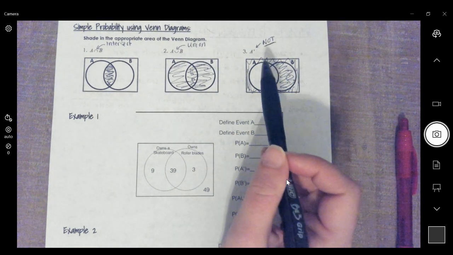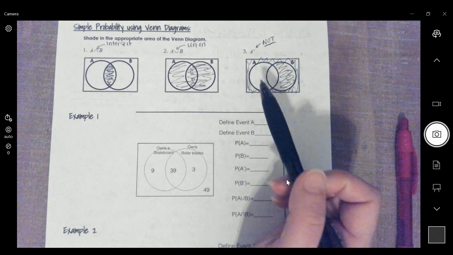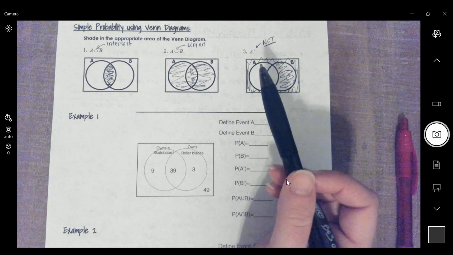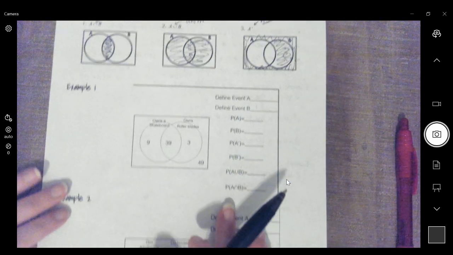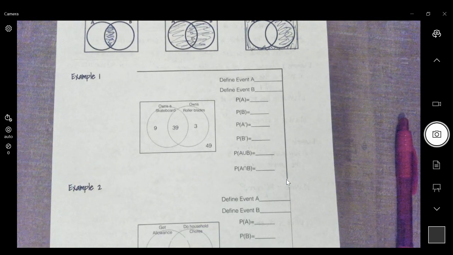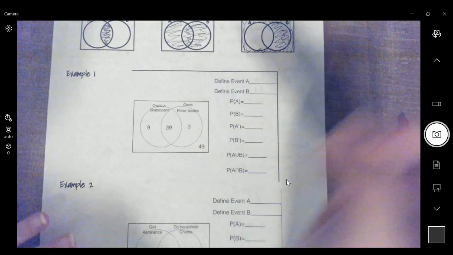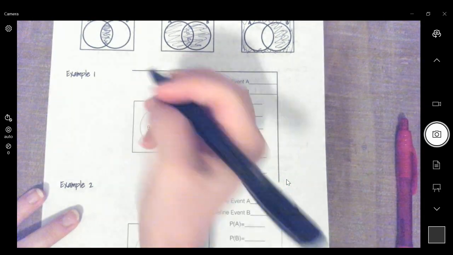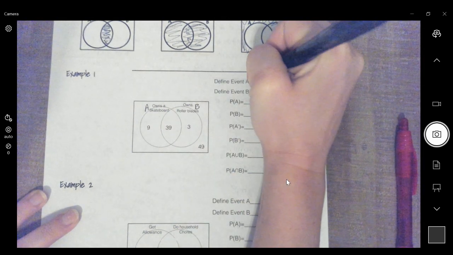Now number 3 could change. It could say not B or not another section here. But if it says not, just kind of cover up that section and then shade in everything else. Okay, so we'll do 2 examples here, and then you should be good to do your practice. So in this first Venn diagram, we've got owning a skateboard and owning rollerblades. So we're going to make A the skateboard and B the rollerblades.